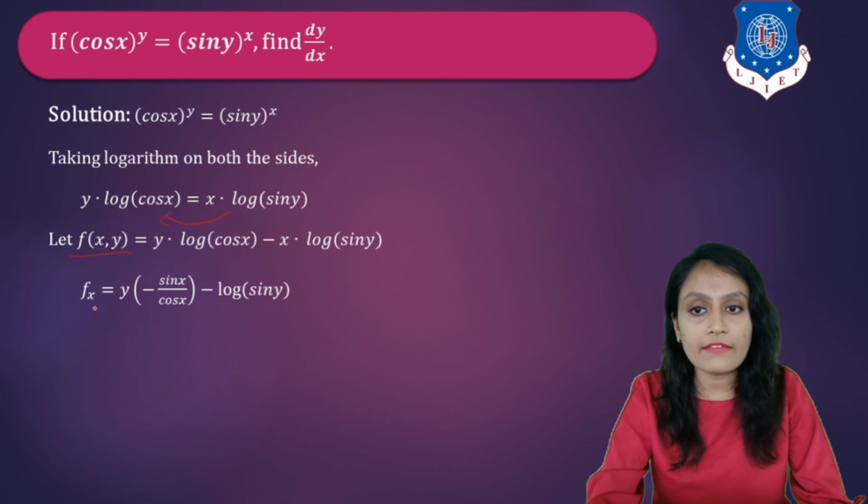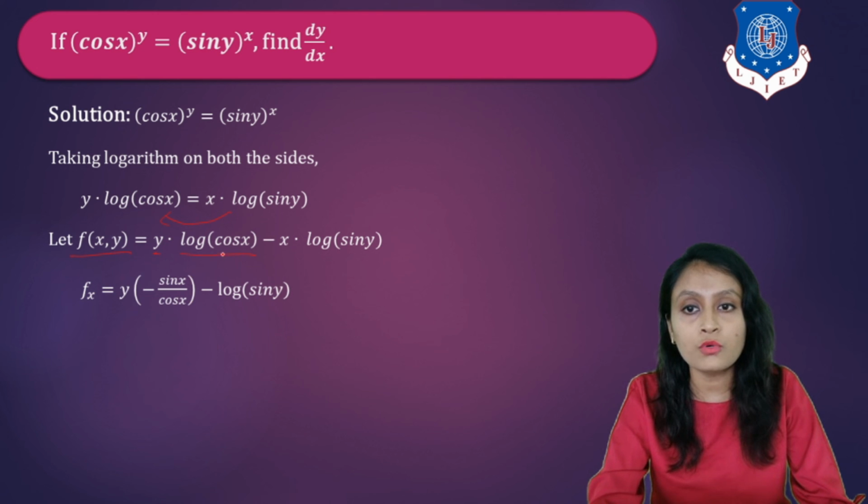Now we will find fx, that is the derivative of f with respect to x, keeping y constant, so y is as it is. The derivative of log cos x is what? 1 upon cos x into the derivative of cos x, that is minus sin x, minus the derivative of x is 1, and log sin y is constant. Simplify, so here you will get minus y tan x minus log sin y.